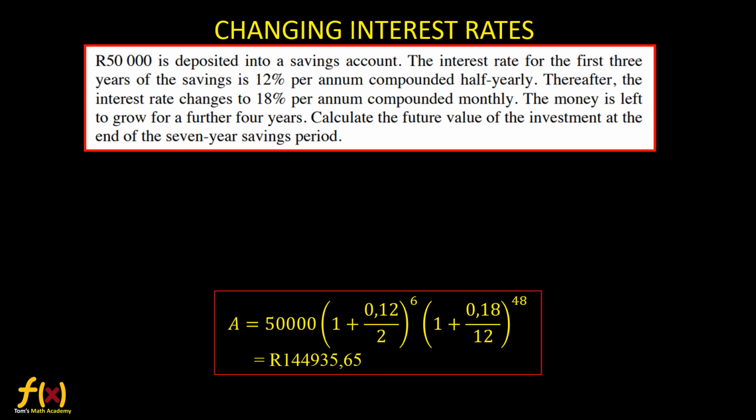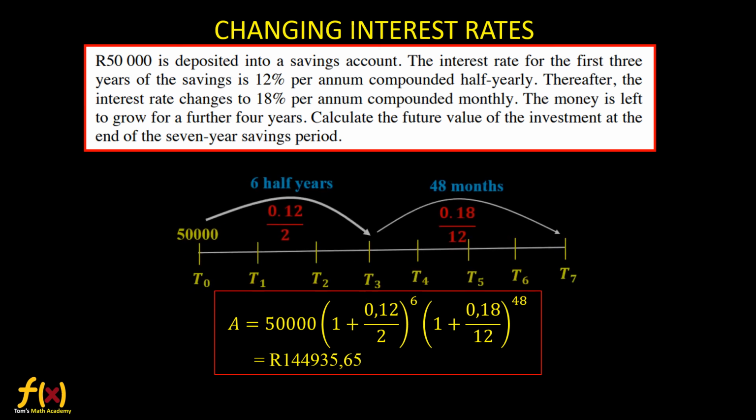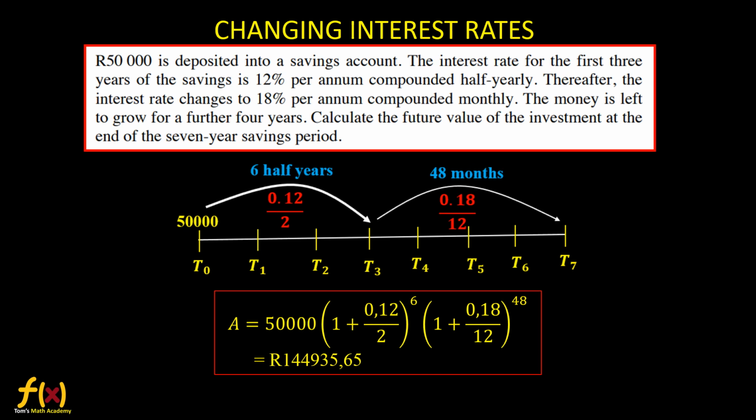Now, we have a question, but during the period, the interest changes. The interest rate for the first 3 years is 12% per annum compounded half yearly. Thereafter, 18% compounded monthly. The money is left to grow for a further 4 years. So in a timeline, we will explain very clearly the idea behind this question.